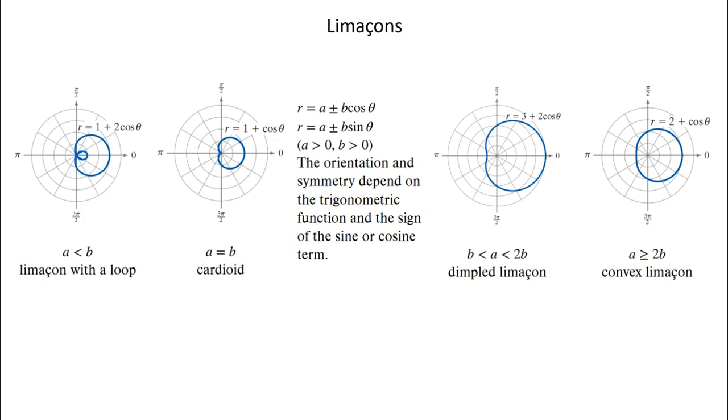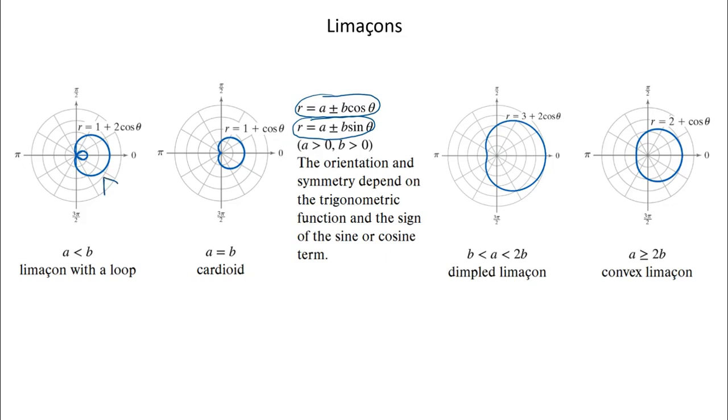So limaçons have equations that look like this: r equals a plus or minus b cosine theta, or r equals a plus or minus b sine theta. And the major difference between those two, obviously, is the cosine and the sine. The way to tell the difference between a cosine limaçon and a sine limaçon is that the cosine limaçons will be situated on the positive or negative x-axis.